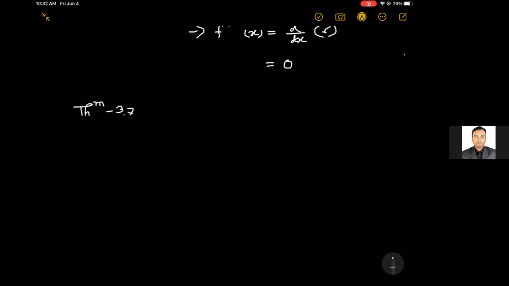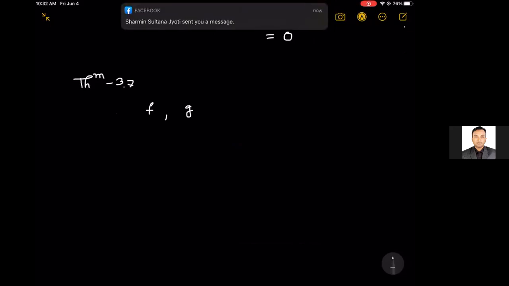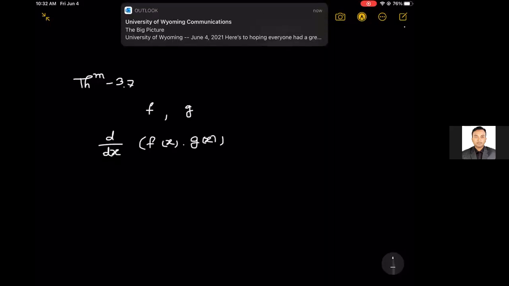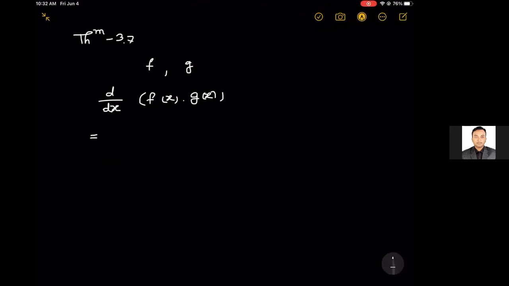So the product rule: if you have two functions f and g, both differentiable at x, then d/dx of f(x) times g(x), that means the product of two functions, is the derivative of, if you keep the first function and find the derivative of the second one, plus keep the second one and find the derivative of the first one. I think I should change the order of this.